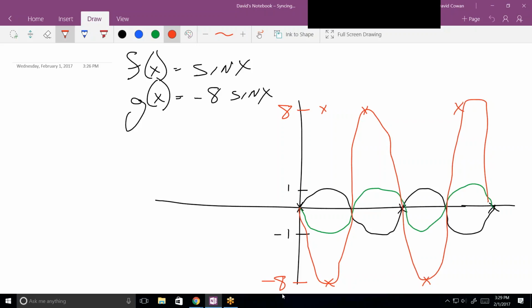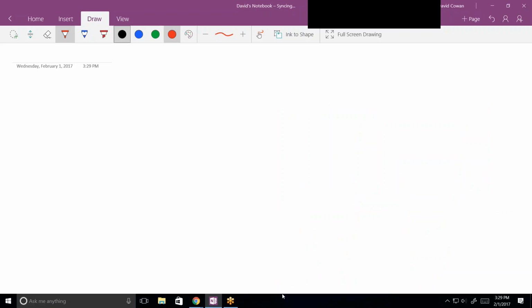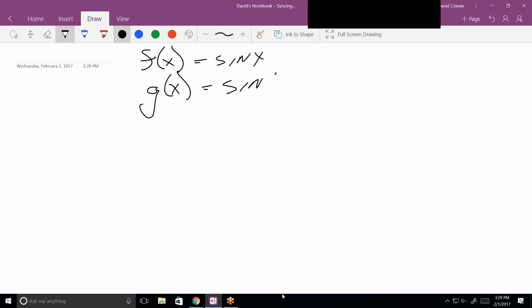Well, the next problem deals with changes in the period. So f of x is sine of x, and g of x is sine of 4x. Now notice here there's no parentheses. So there's no consideration for those two different formats. All we have is b is equal to 4.